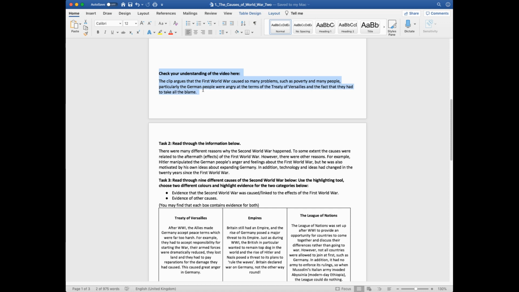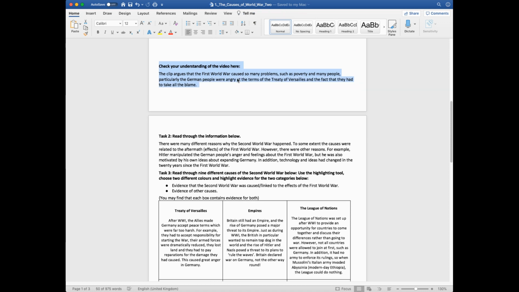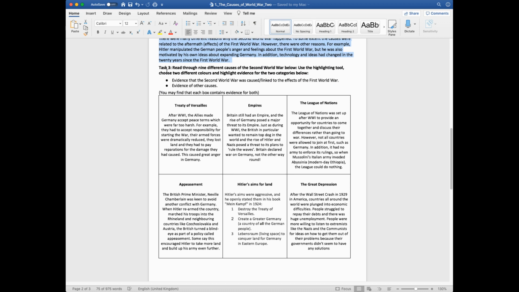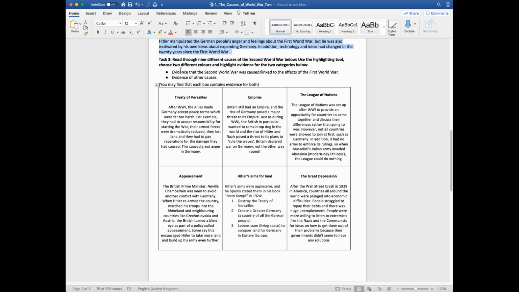What we've got here is check you understand from the video, just a little reading there. Your task 2 is to read this information below about the causes of the Second World War. Task 3, your main task, is I would like you to choose 2 different colours.